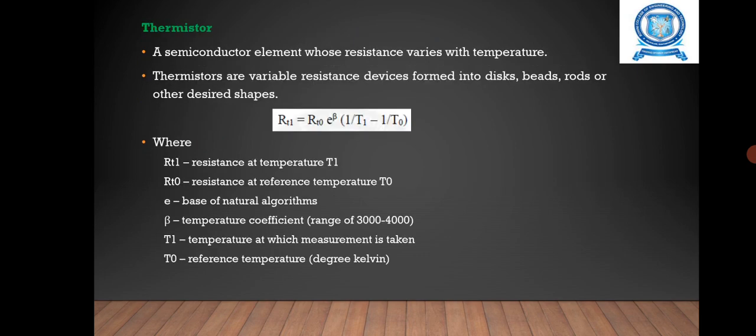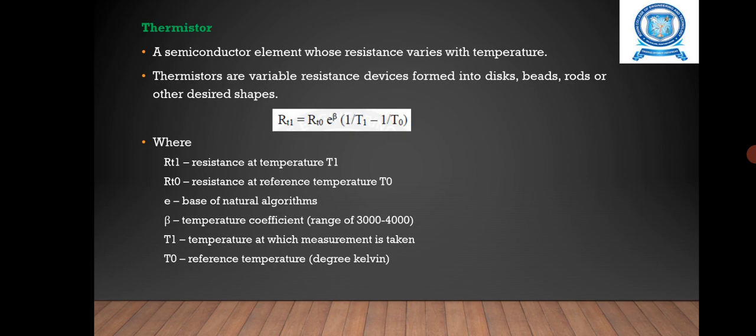The next one is the thermistor. That means a semiconductor element whose resistance varies with the temperature. It is also used more frequently than thermocouples because of greater sensitivity. It is a variable resistance device formed like discs, beads, rods or other desired shapes. It is manufactured from mixtures of various elements such as nickel, copper, magnesium, manganese, cobalt, titanium and aluminium.